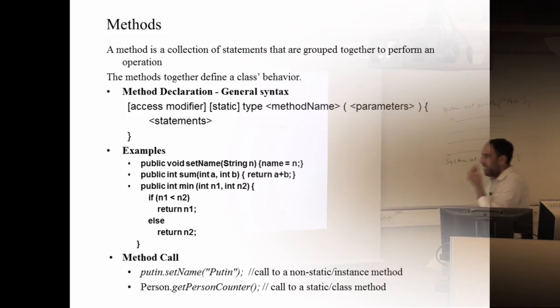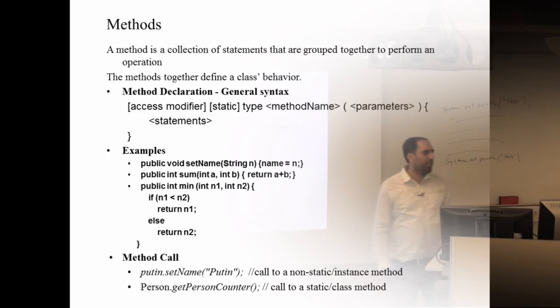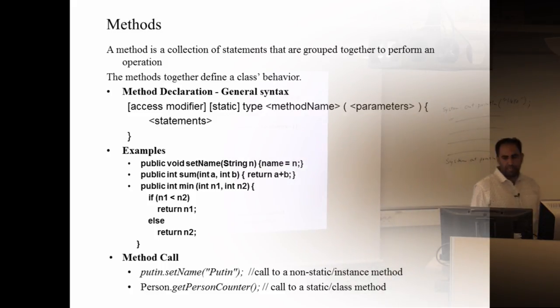The static methods are also known as class methods, and the non-static methods are known as instance methods. To invoke an instance method, you need a reference to that instance, for example putin.setName. And if it's a class method, you can call it with the name of that class, so Person.getPersonCounter, for example.